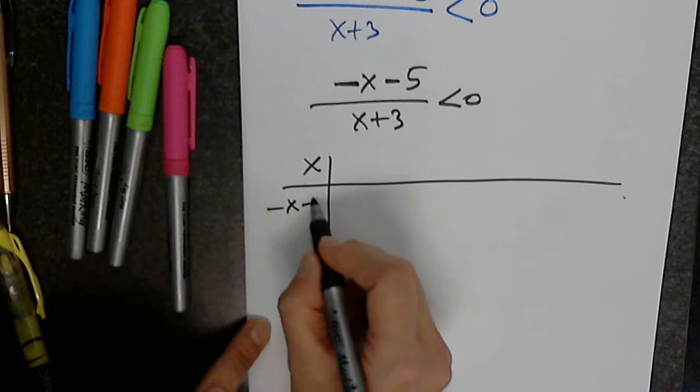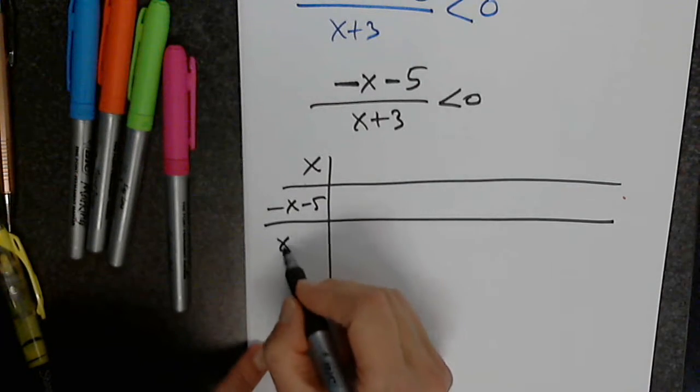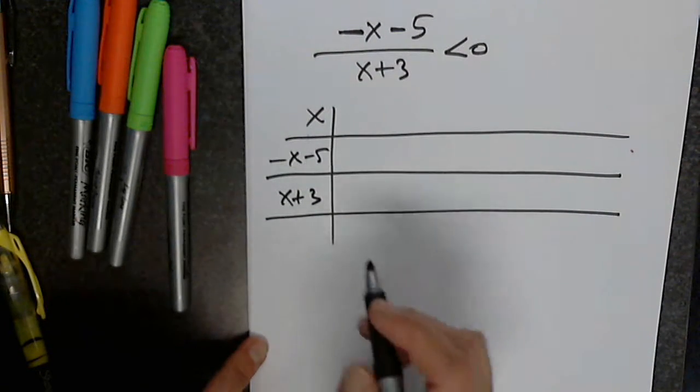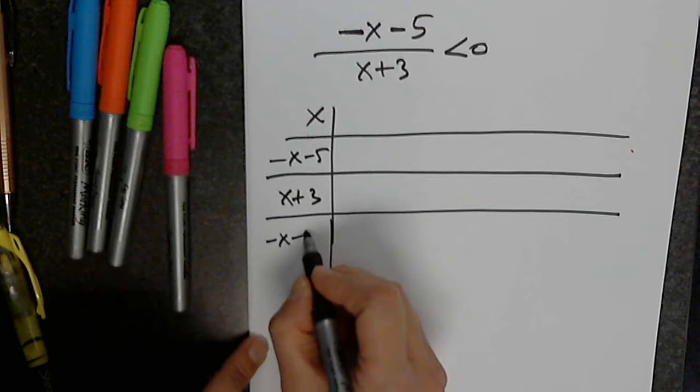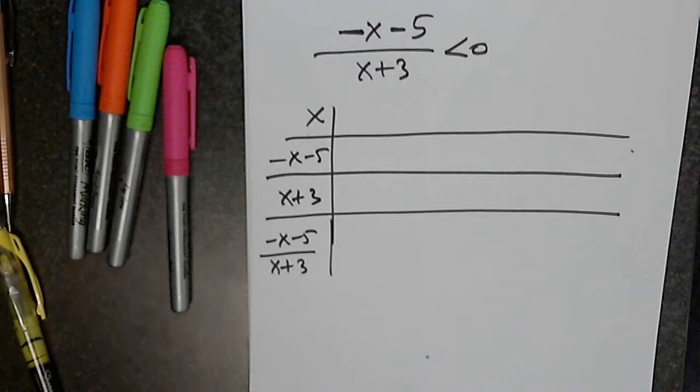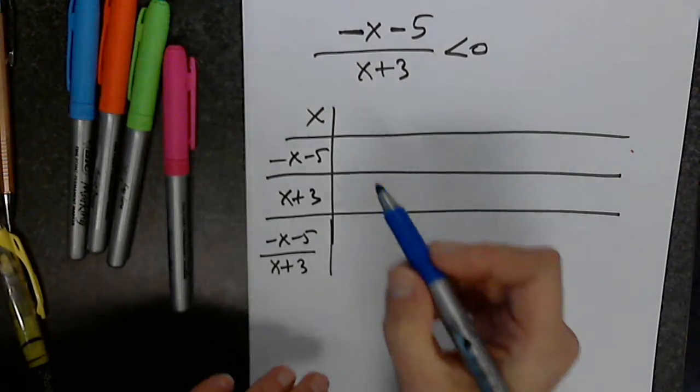The first row, negative x minus 5. The next row, x plus 3. And what will be the last row? Exactly. Good. So then, x can be anything.